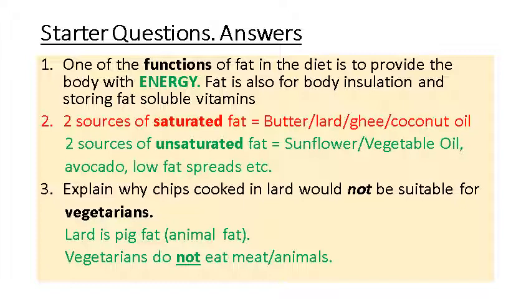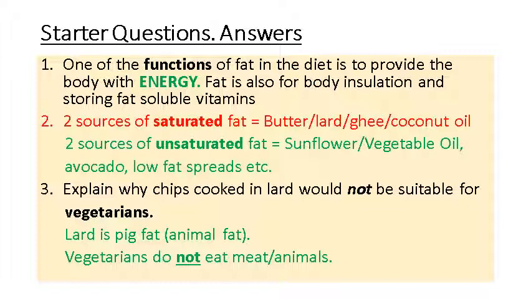So remembering that one of the functions of fat is energy, which we also need. Fat is also for body insulation and storing those fat-soluble vitamins, but its main purpose and function is energy. So the two sources, saturated fat. Saturated being from animals. The one missing there from the animals, you can see in that answer, is coconut oil, but that's very high in saturated fats. These saturated fats mainly come from animals.